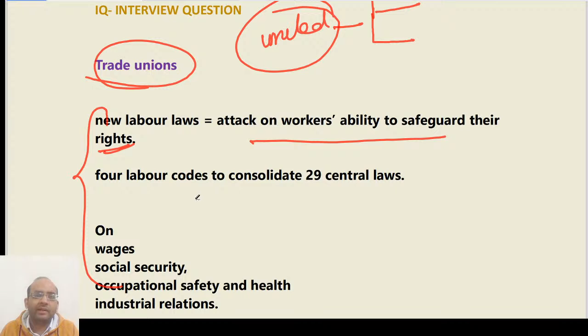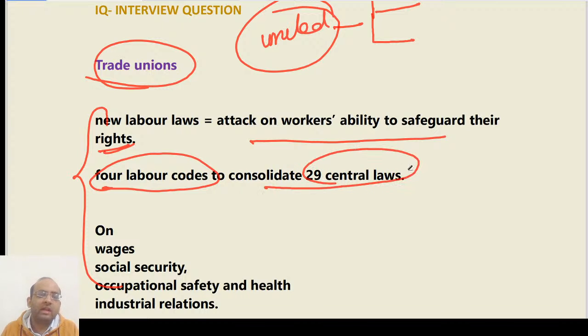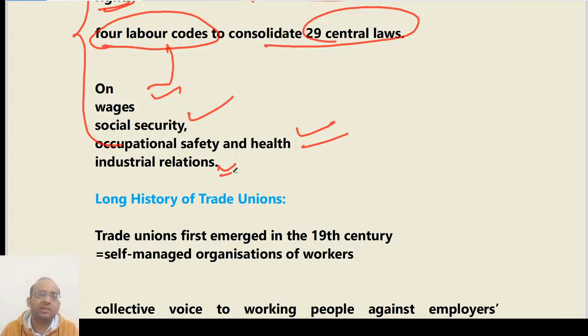But it is being said that new labor laws are an attack on the workers' ability to safeguard their rights. And as you know, there are four labor codes which have been passed in the parliament, which have consolidated 29 central laws. These four labor codes are on wages, social security, occupational safety and health, and industrial relations. Industrial relations means basically the relationship between management and workers.